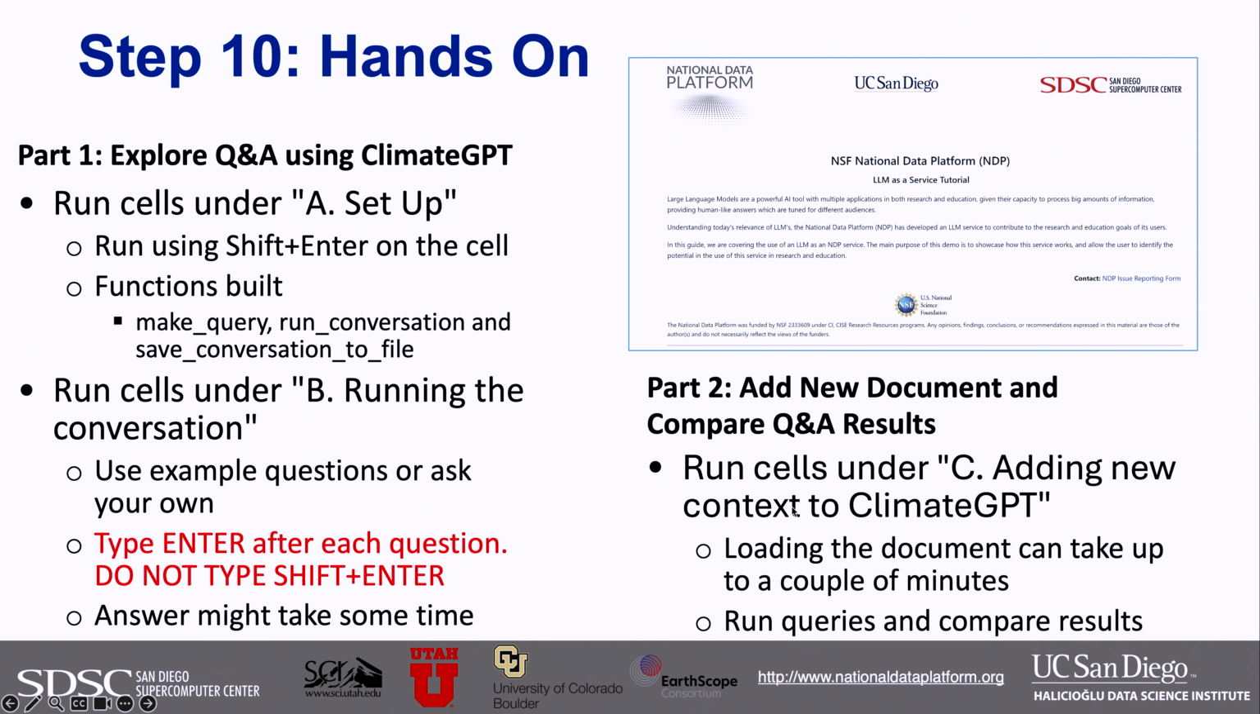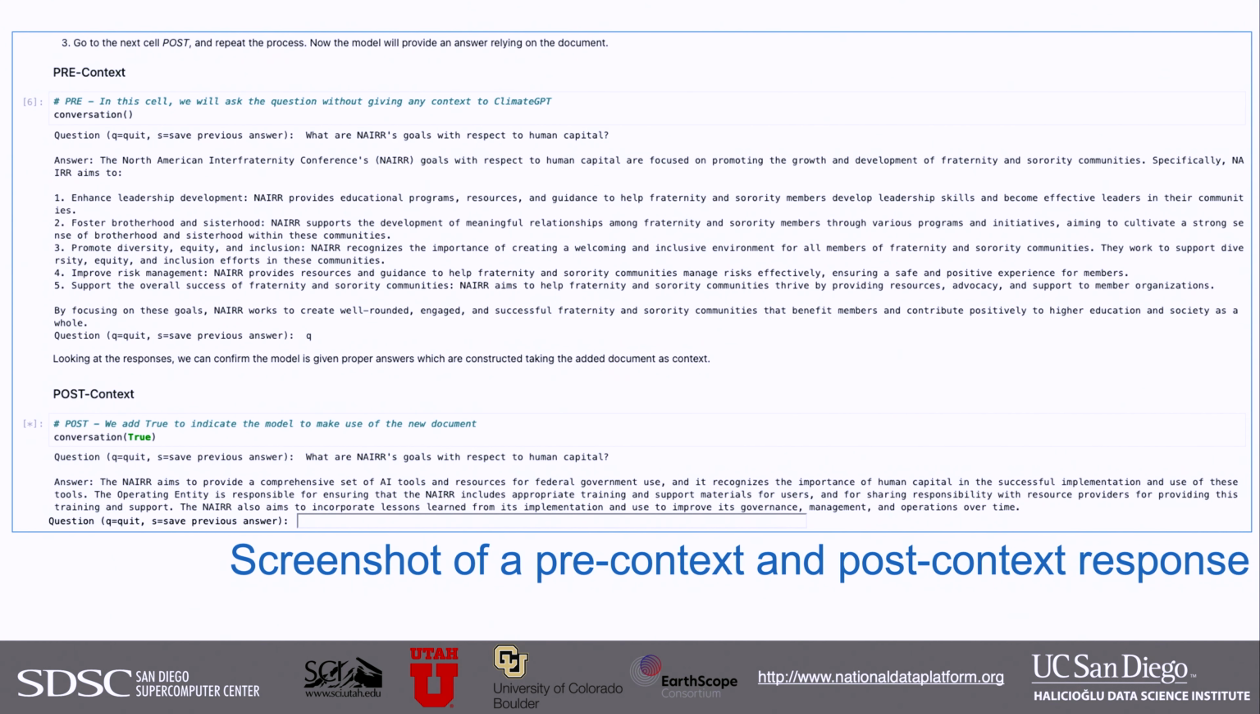And when you go to the second part, you'll be given also a cell that adds the NAIR task force document to it. And you can have a conversation with both modes, with the NAIR context and without, and you could see some results. I just yesterday took a screenshot where pre-context, NAIR actually stood for North American Interfraternity Conference. And after that, we were able to get some reasonable responses about NAIR.